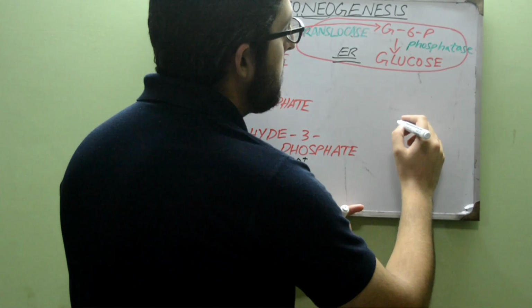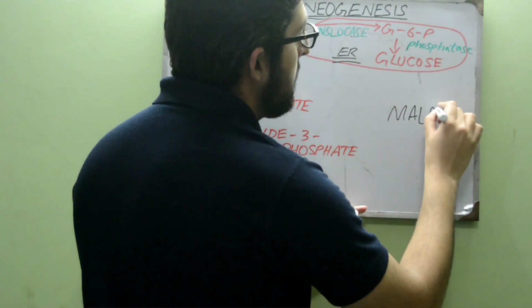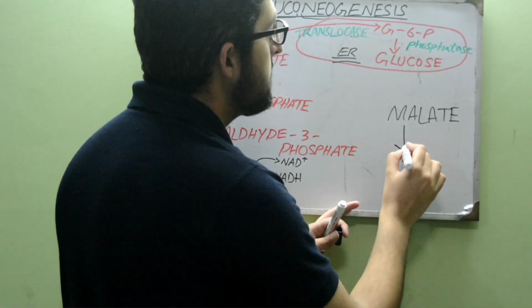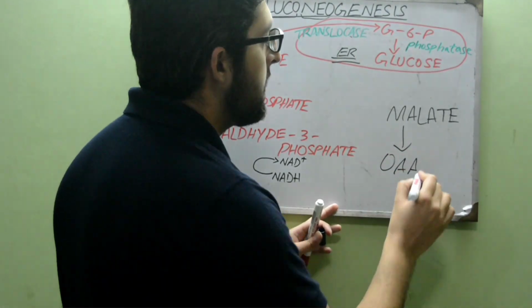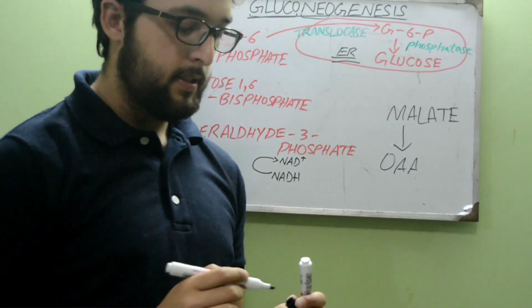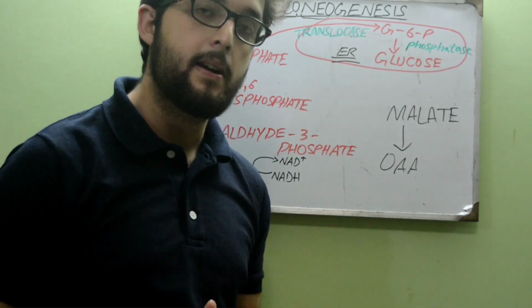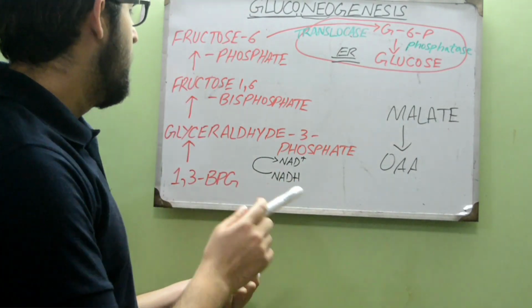We learned earlier malate was by the enzyme malate dehydrogenase converted to oxaloacetate. And when there is a dehydrogenase, always remember that an NADH molecule is liberated. That NADH molecule will be helpful in this step.